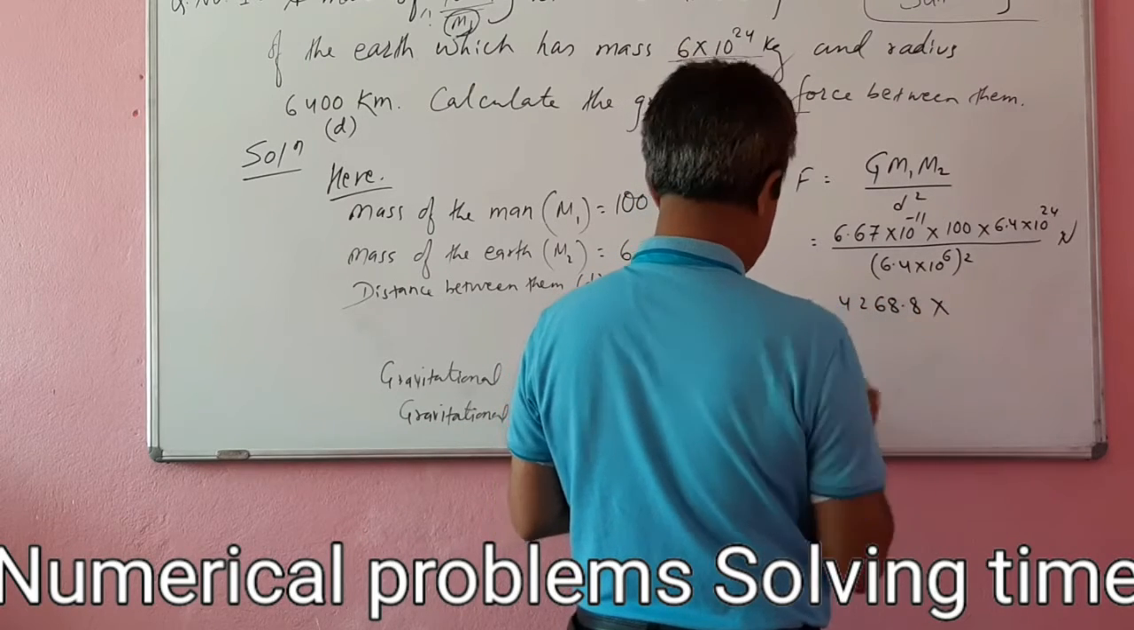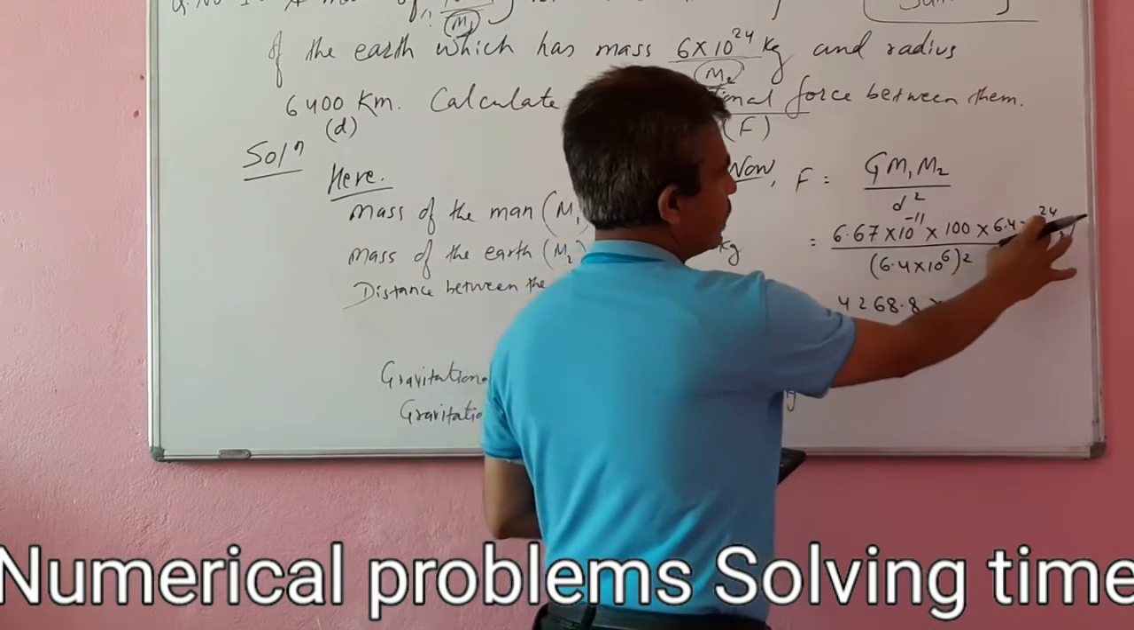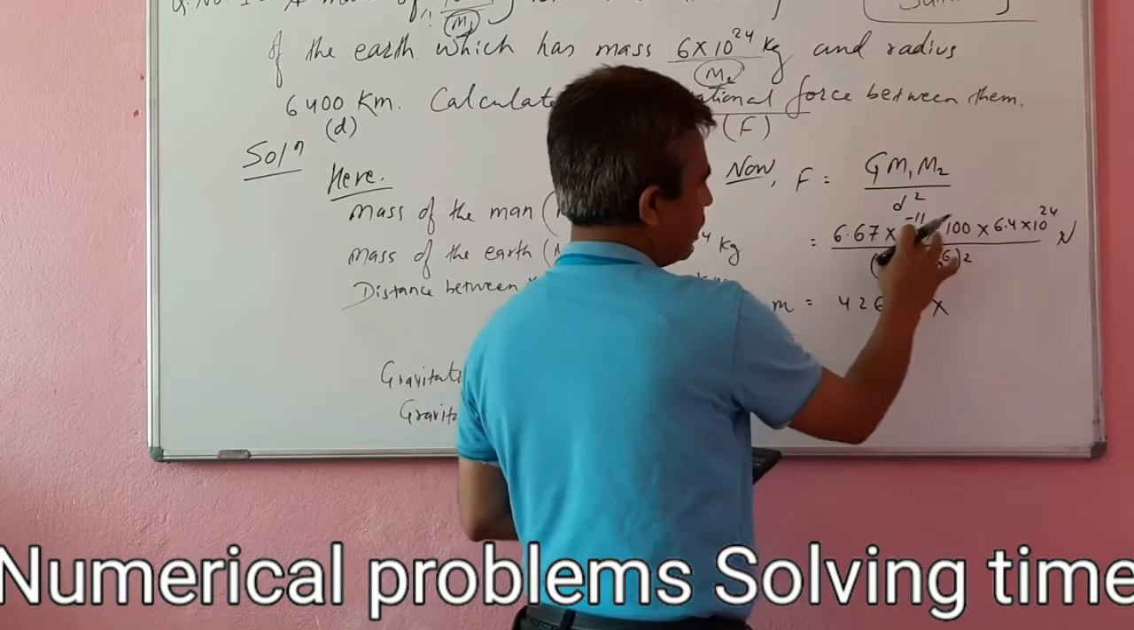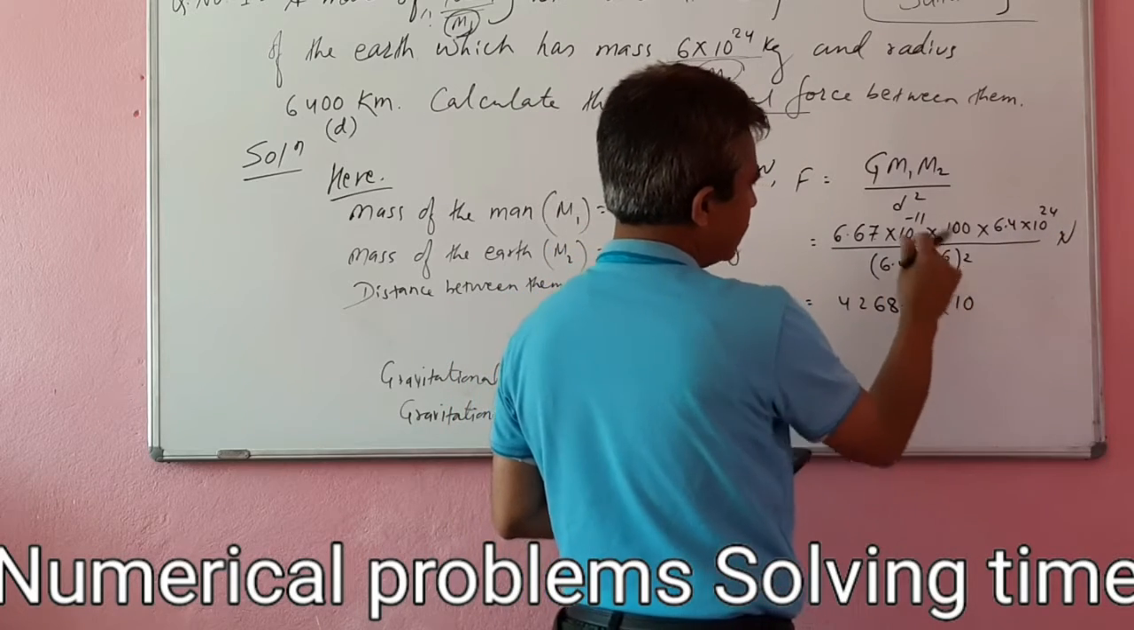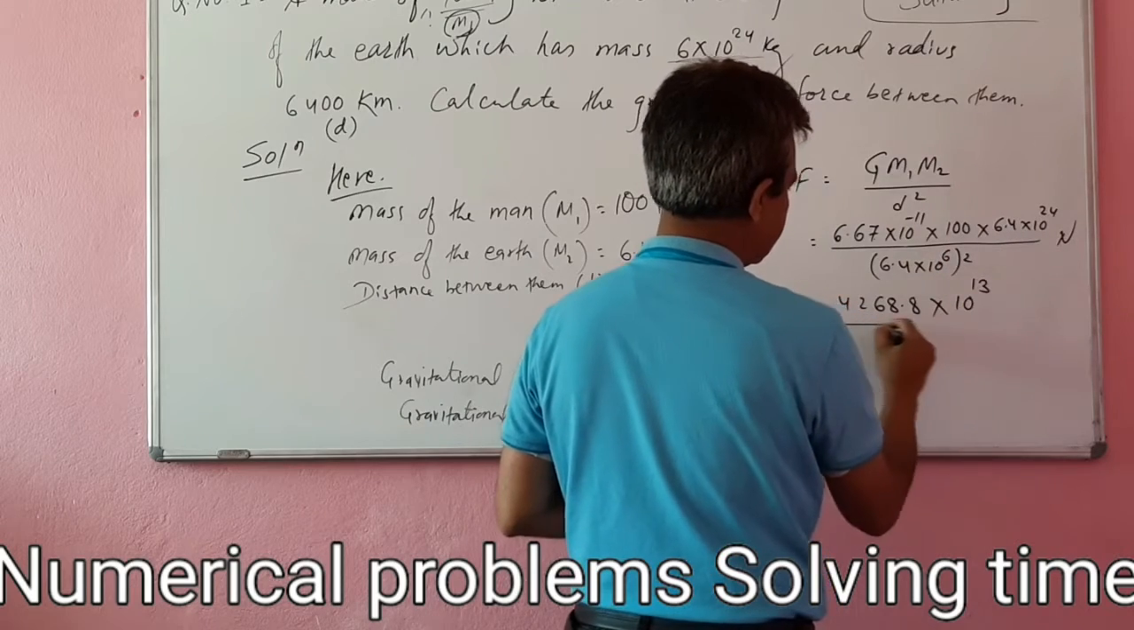4268.8 multiplied by 10 to the power 24, and here is 10 to the power minus 11. They have the same base, so we can subtract the powers. 24 minus 11 is 13.